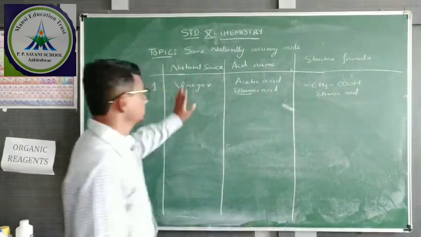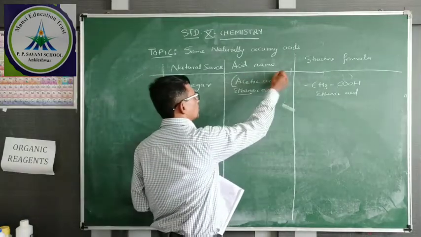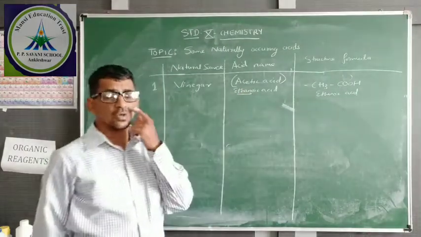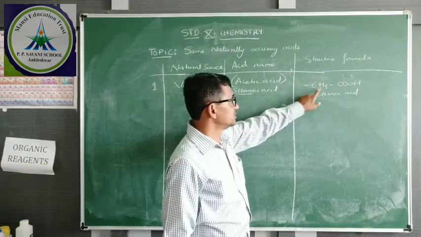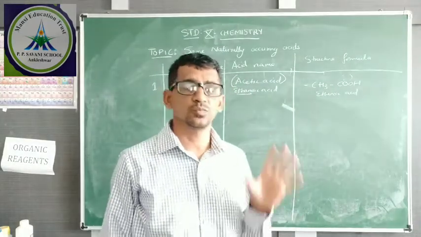So vinegar contains acetic acid. The common name is acetic acid, but the IUPAC name is ethanoic acid, and the structure is like this: CH3COOH. COOH means carboxylic acid group.